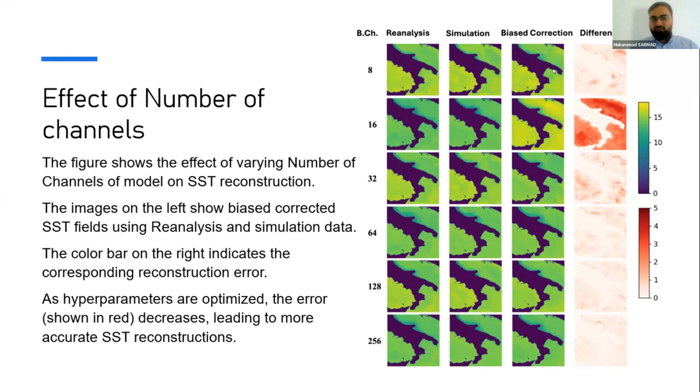The figure shows the effect of varying the number of channels of the model on sea surface reconstruction. The images on the left show bias-corrected sea surface temperature using reanalysis and simulated data. The color bar on the right side indicates the corresponding reconstruction error. As the hyperparameters are optimized, the error, the bar in red, decreases, leading to more accurate sea surface temperature reconstructions.